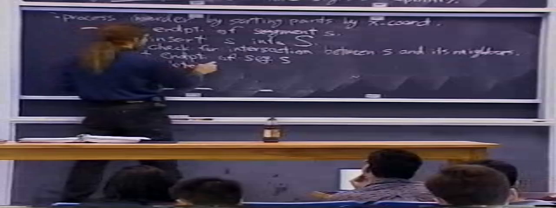Let me just write down the other case, which is symmetric. If you hit a right endpoint, you delete S from capital S. And then I'm going to check for different intersections. I'm going to check for intersection between what used to be the neighbors of S. We just removed S. But wherever we removed it, it had neighbors. It had two neighbors, the up neighbor and the down neighbor. And I'll check whether those two segments intersect. That's the algorithm. You can find the pseudocode in the text.